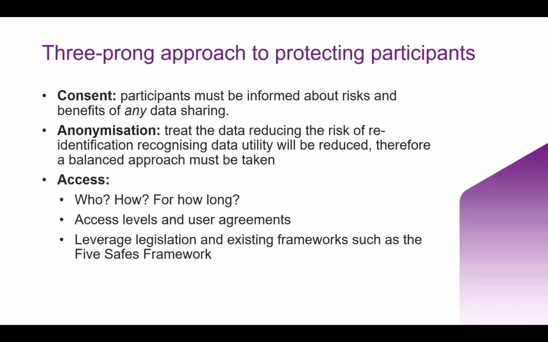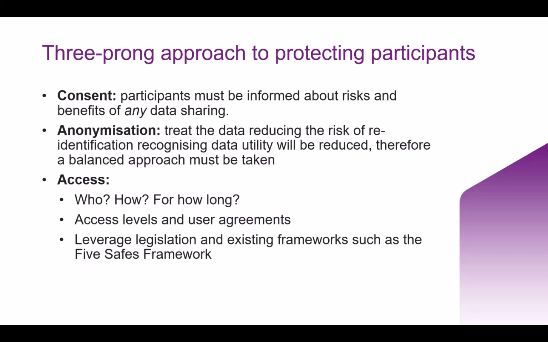So we recommend a three-pronged approach to protecting participants, which is consent, anonymization, and access. During the consent process, participants should be informed about how their data will be used and shared. The anonymization step involves treating the data to reduce the risk of re-identification, while also balancing data utility. Removing too much information, such as all socioeconomic details, can limit the value of the data for secondary researchers. So they always need a balance. This balance is often described as the dark art of anonymization.